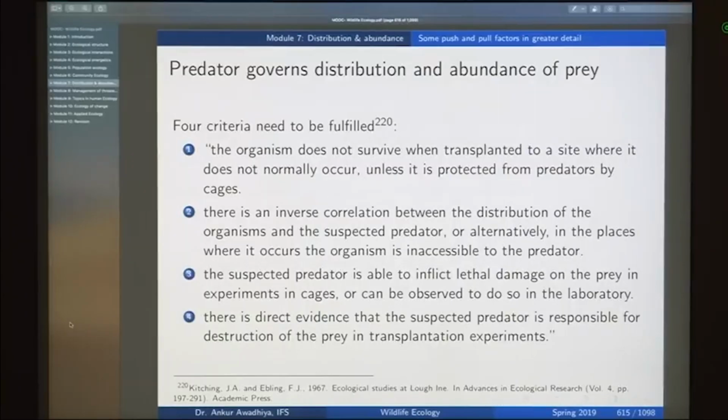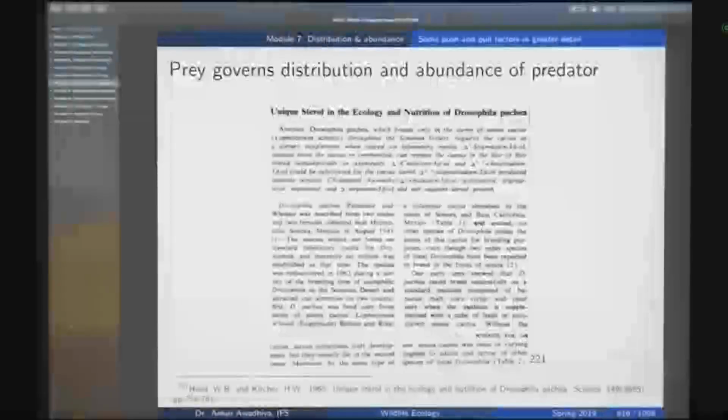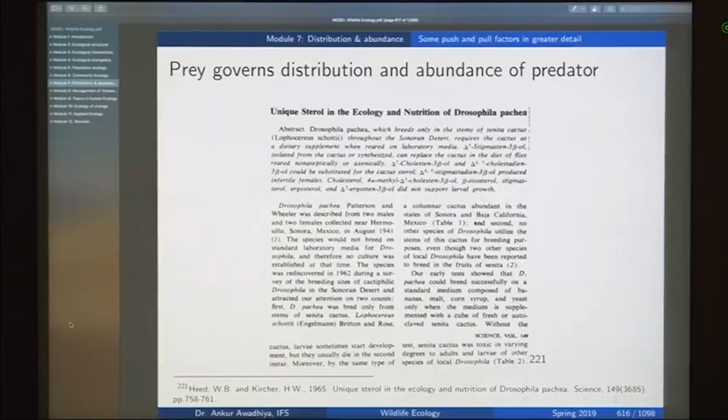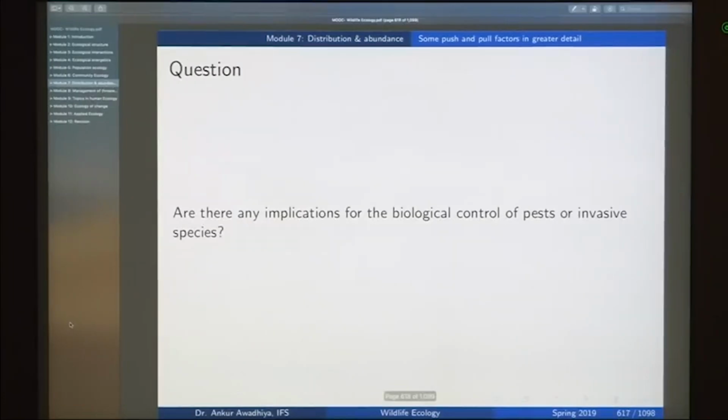And fourth, there should be direct evidence that the suspected predator is responsible for the destruction of the prey in the transplantation experiments. So, if all these four criteria are met, then we can say that the predator is governing the distribution and abundance of the prey. On the other hand, you can have this counter example, in which case the prey is governing the distribution and abundance of the predator, which we saw in the case of Drosophila pachya, which is only found in those areas where you have a particular species of cactus.